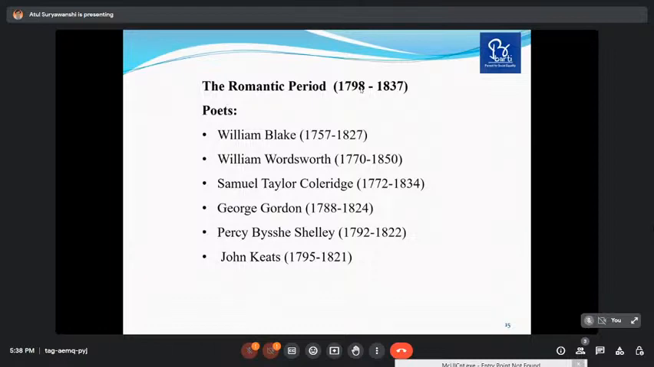The next person, Percy Bysshe Shelley, P.B. Shelley, born in 1792 and passed away from this world in 1822. After that, the most sensuous poet, John Keats, Ode to Autumn, born in 1795 and died in 1821, lived a very short life but became quite popular in English literature and during this Romantic period.